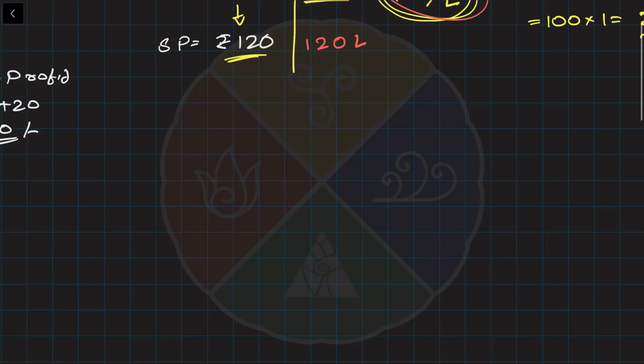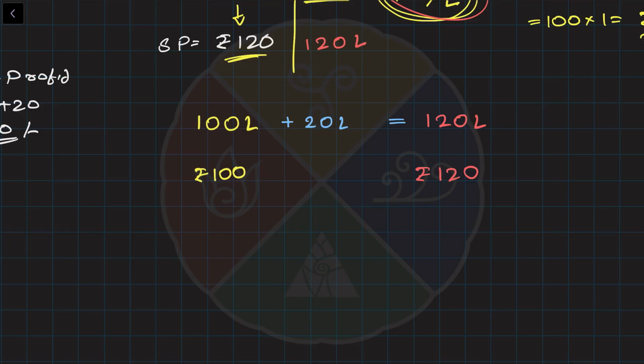Now, here is a problem. The person only has 100 liters of honey, because he bought it for 100 rupees. But suddenly he is selling it for 120 rupees, saying that it is 120 liters. The person is selling 100 liters, saying that it is 120 liters. Now, this can only be possible if he is doing some adulteration, and that adulteration is adding 20 liters of water. So, for 100 liters of honey, the person is adding 20 liters of water to make 120 liters of mixture.